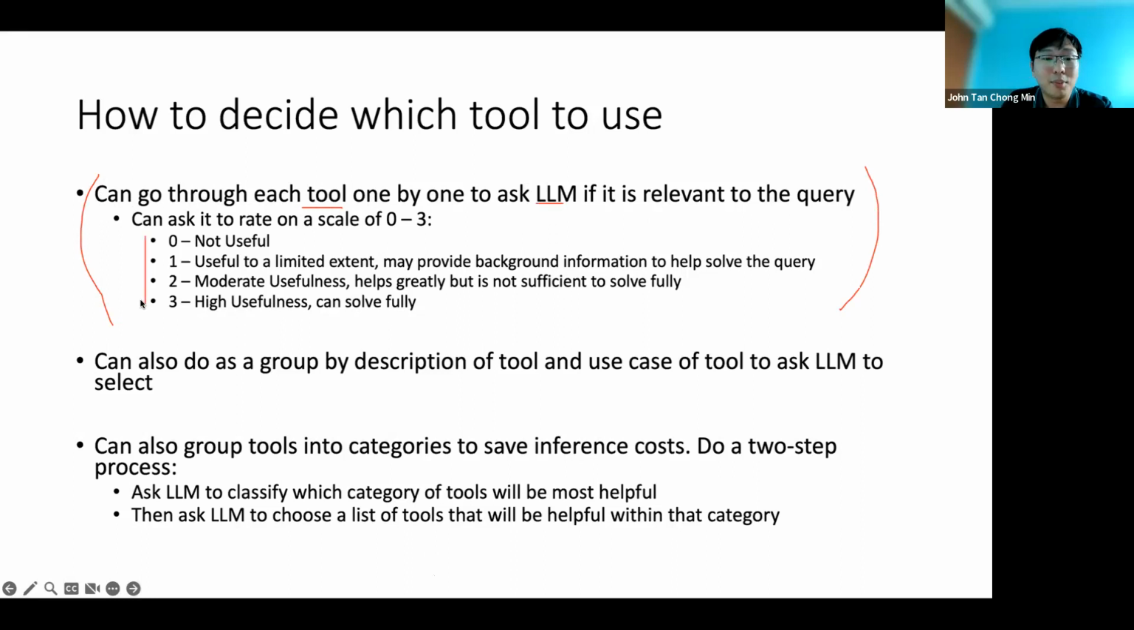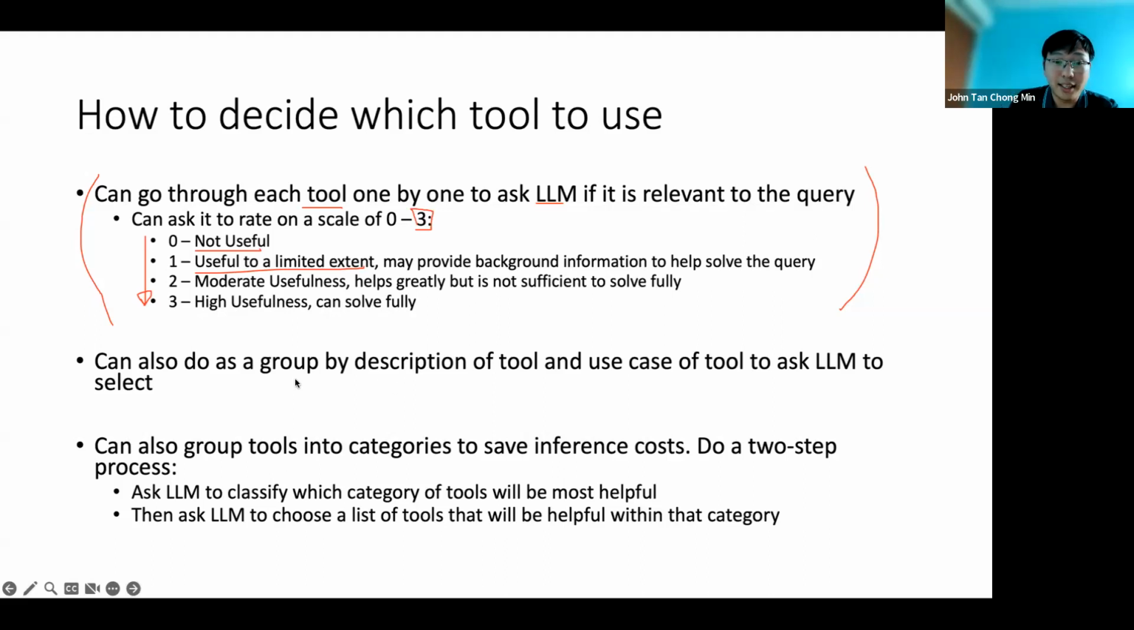You can give some form of category. LLMs don't do ratings that well, but if you ask it to group into that particular category, it can do semantic matching to these words here. So you can ask it to rank the tool use, and then you only pick tools that maybe score 2 or 3, depending on your use case. So that's one way to decide the tools.